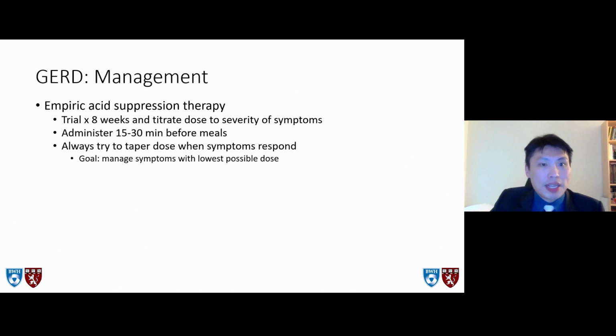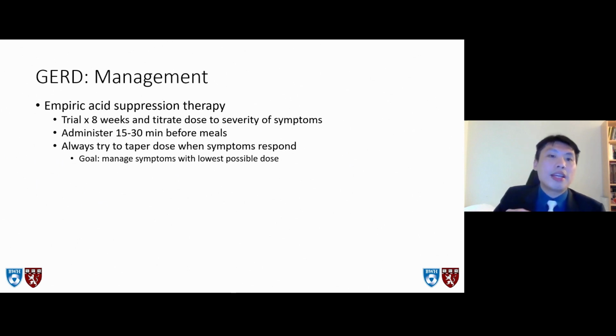In terms of medical management, empiric acid suppression therapy is often the first line. We often start with a trial of 8 weeks of therapy and titrate the dose according to the severity of symptoms. In terms of acid suppression therapy, PPI is best administered about 15 to 30 minutes before meals. The key is always try to taper the dose when patients start responding with their symptoms. The goal is to manage the symptoms with the lowest possible dose.